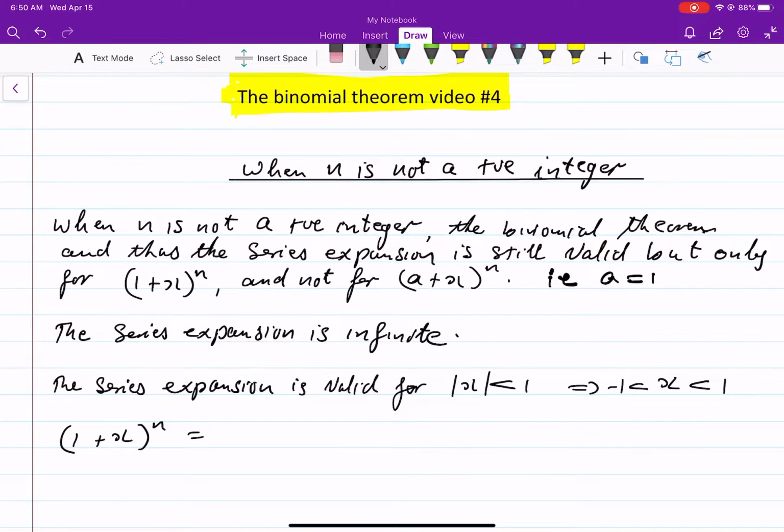Which is why earlier on we were discussing that in many cases you only need the first few terms of the expansion. Because clearly in the case when n is not a positive integer, you would not be able to get the entire series expansion. So when n is not a positive integer, the series expansion is infinite.